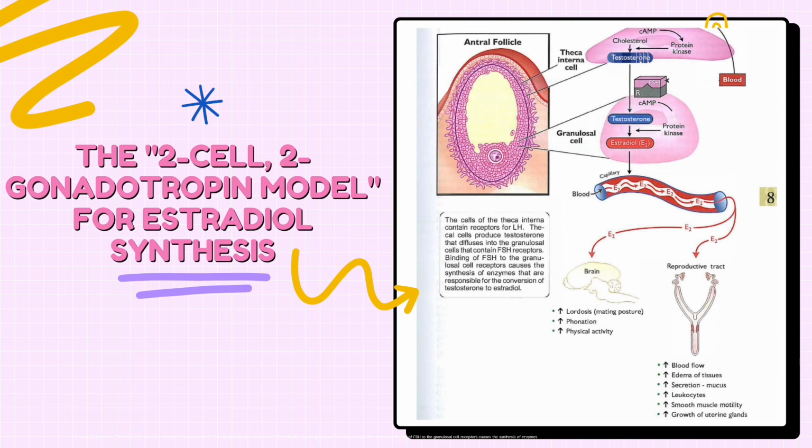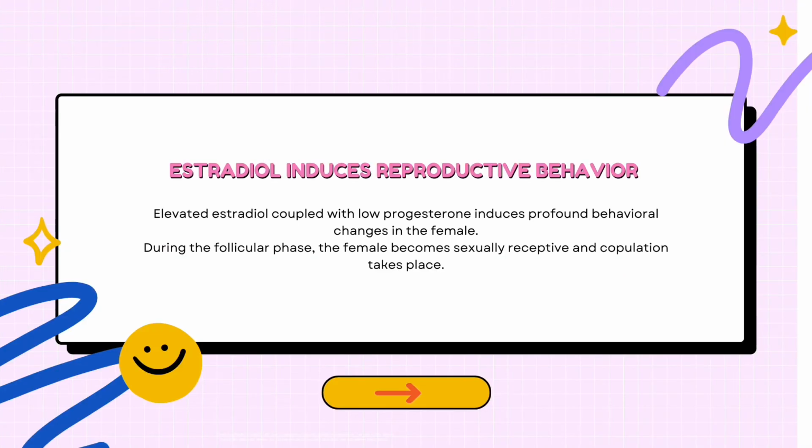For estradiol synthesis, the cells of the theca interna contain receptors for LH. Thecal cells produce testosterone that diffuses into the granulosa cells that contain FSH receptors. Binding of FSH to the granulosa cell receptors causes the synthesis of enzymes that are responsible for the conversion of testosterone to estradiol. Elevated estradiol coupled with low progesterone induces profound behavioral changes in the female. During the follicular phase, the female becomes sexually receptive and copulation takes place.